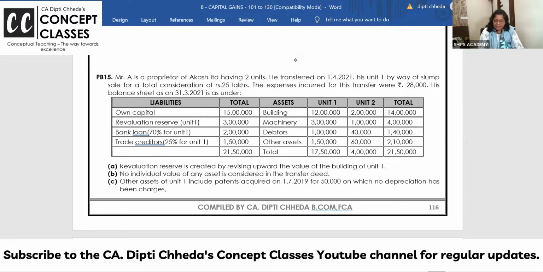A is proprietor of Akash Limited and he transferred the unit on 1/4/21. Sometimes I have 2-3 branches and one of the branches I give to you in the form of slump sale. Okay. Slump sale.